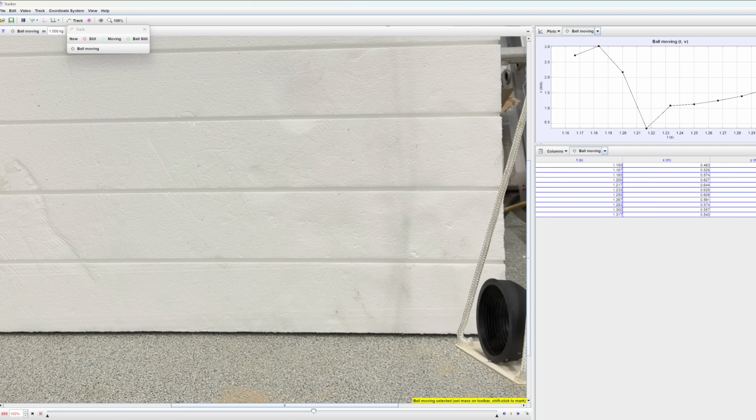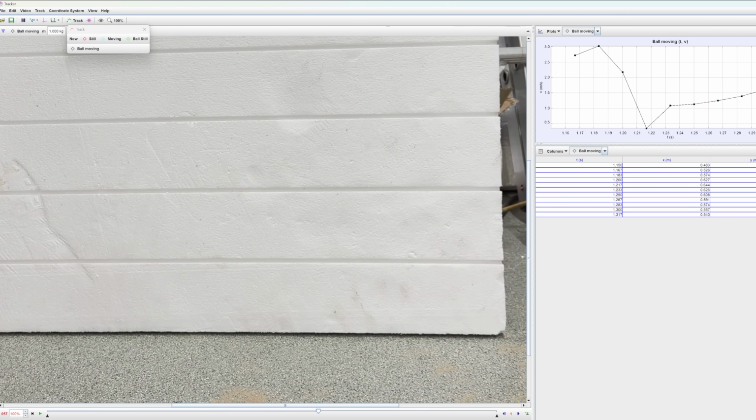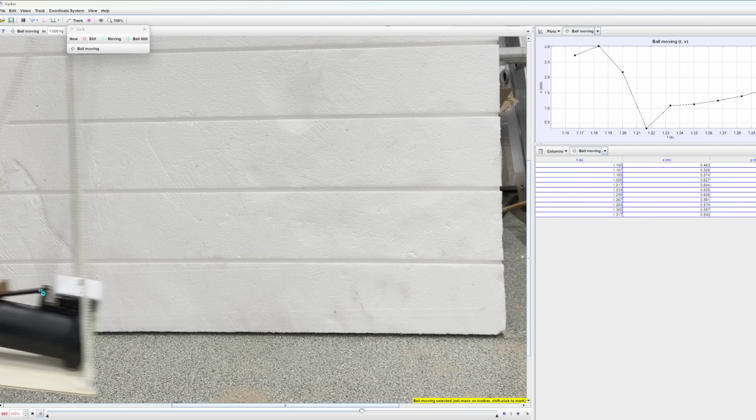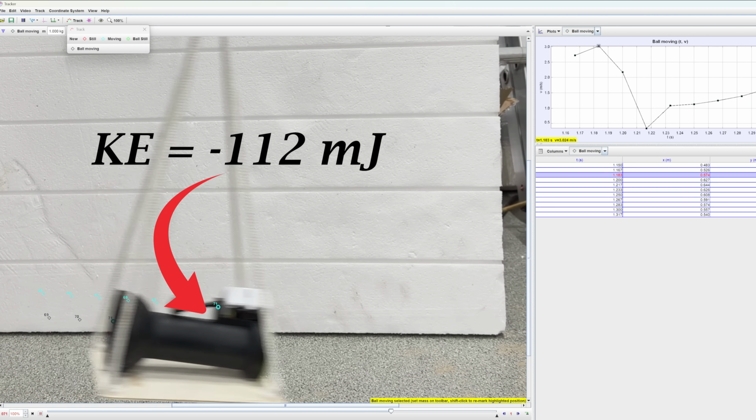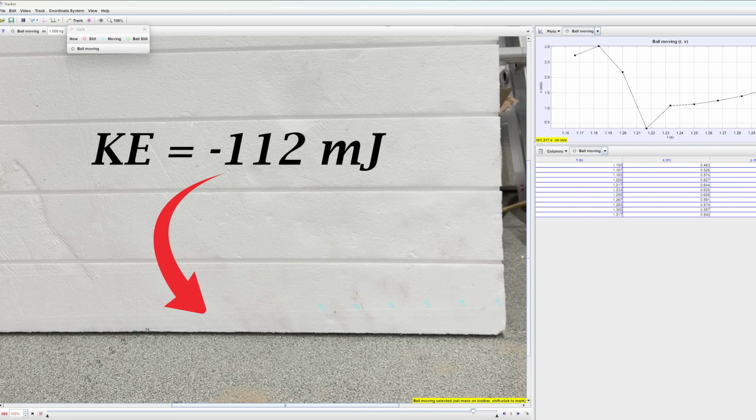But now let's look at the moving rocket case. We already showed that the rocket gained about 425 millijoules of kinetic energy. But now let's track the ball. Before the launch, the ball was already moving along with the rocket at 2.5 meters per second. After launch, the ball slowed down to only about 1 meter per second. That means that the ball actually lost kinetic energy. In fact, the ball lost about 112 millijoules of kinetic energy.